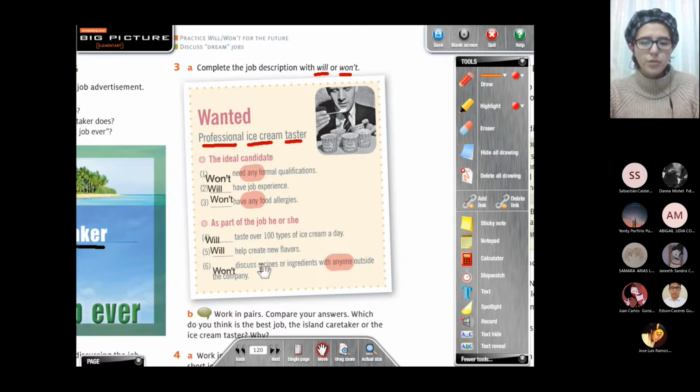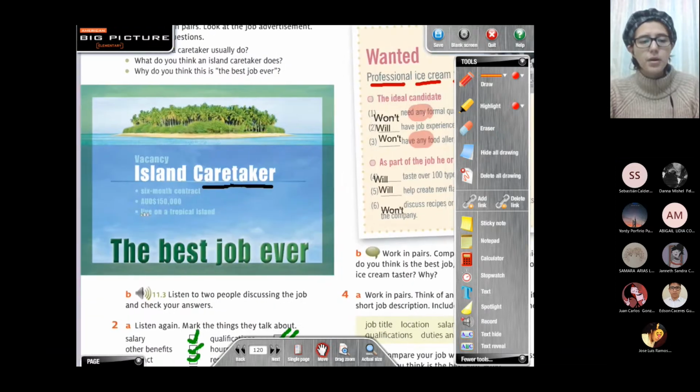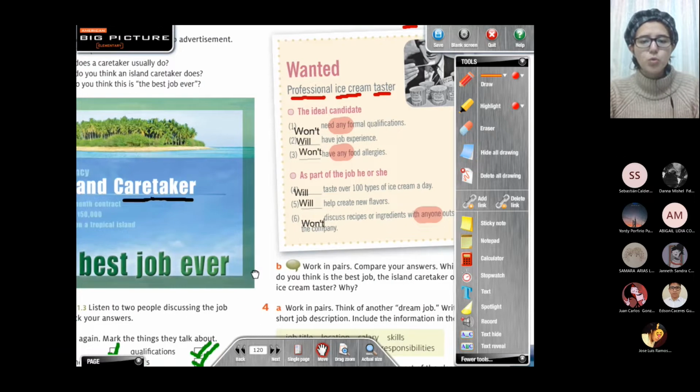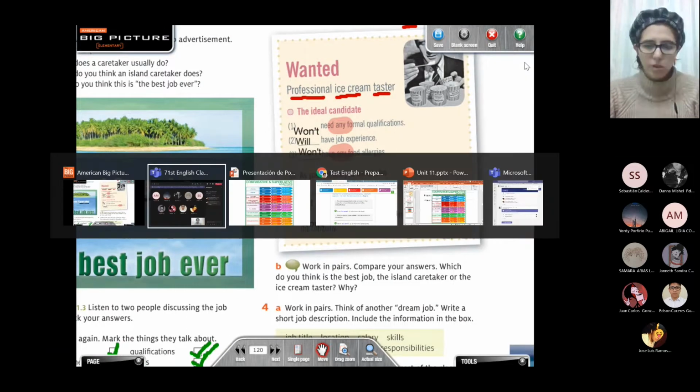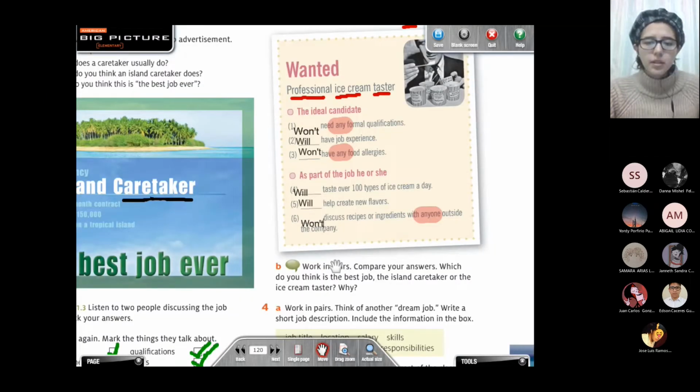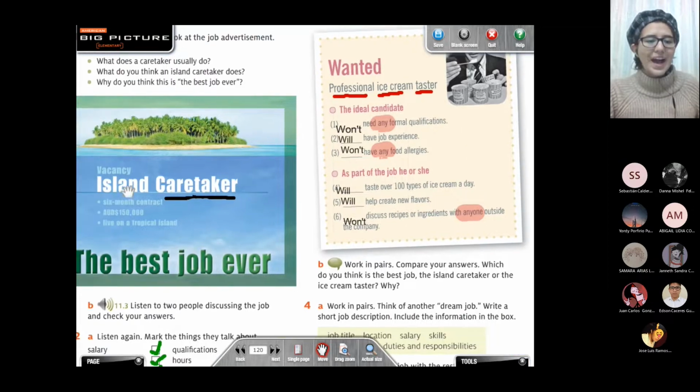Again, what do you think about this job? Do you think this is the best job ever or the professional ice cream taster? Which one would you prefer? This question is going to be for Edson and Sebastian. So Edson, what do you think? You prefer the island caretaker or the professional ice cream taster?